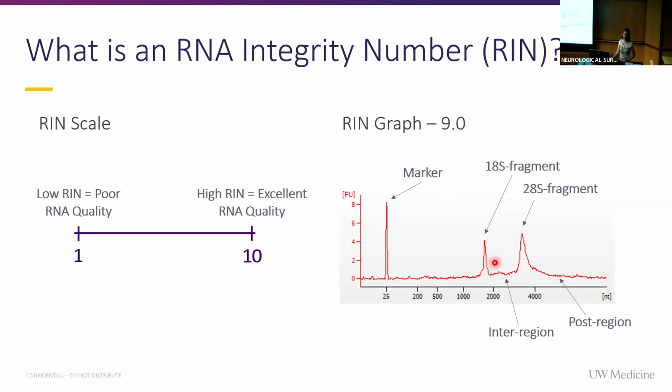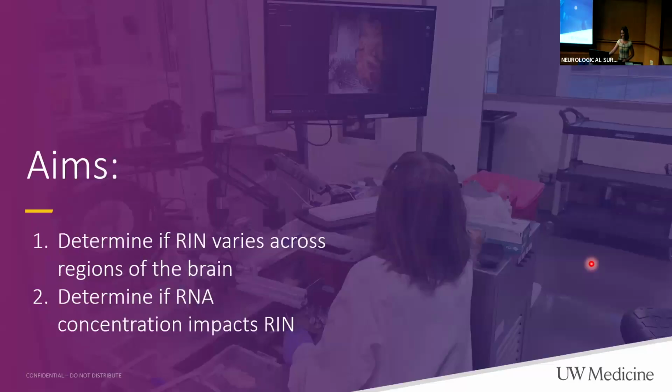And a couple important regions, I want to point out the 18S and the 28S fragment. And these are important because we calculate RIN score as a ratio of the area under these two peaks versus the area under the rest of the graph. So that's going to be important later. Maybe I'll quiz you on it.